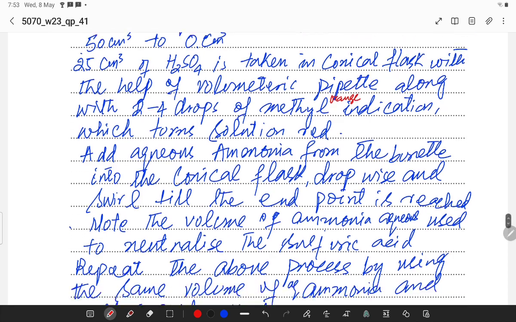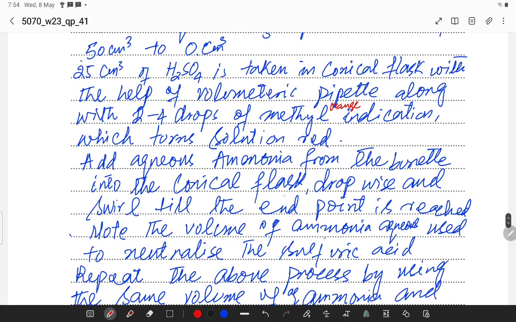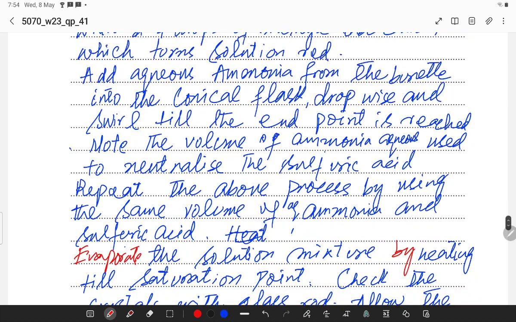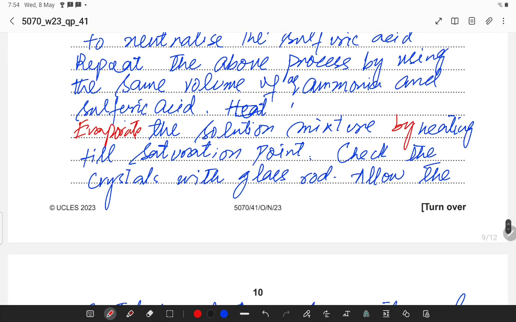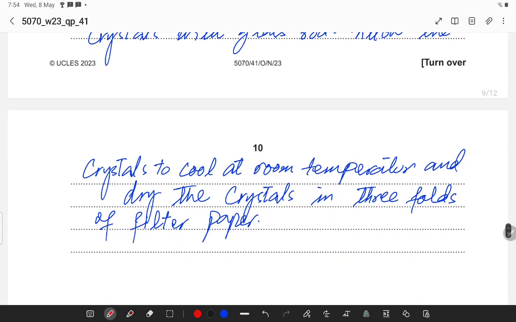which turns solution red. Add aqueous ammonia from the burette into the conical flask dropwise and swirl till the end point is reached. Note the volume of ammonia aqueous used to neutralize the sulfuric acid. Repeat the above process by using the same volume of aqueous ammonia and sulfuric acid. Evaporate the solution mixture by heating till saturation point. Check the crystals with glass rod. Allow the crystals to cool at room temperature and dry the crystals in folds of filter paper.